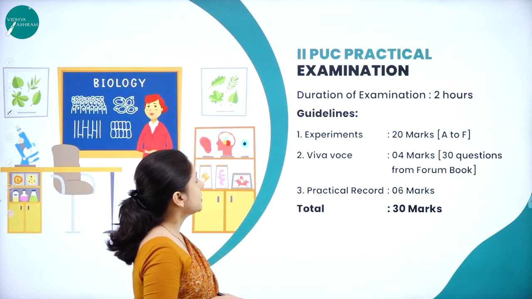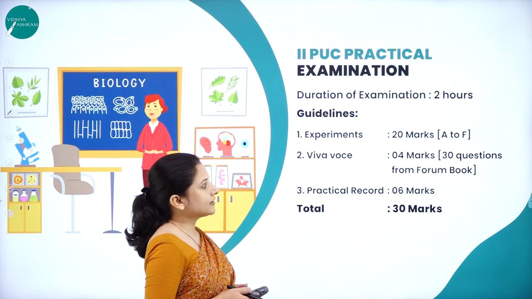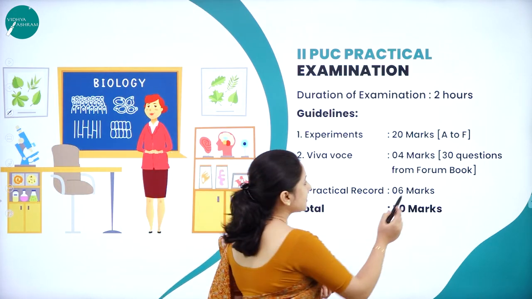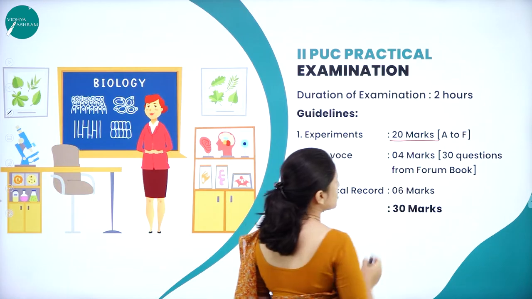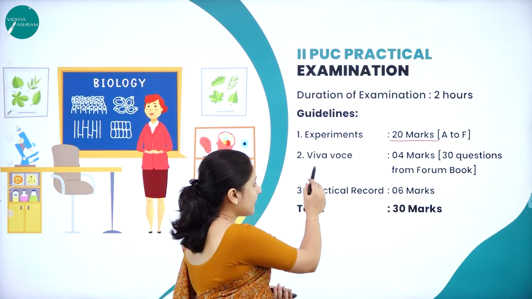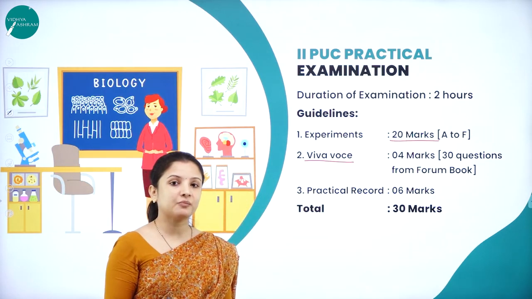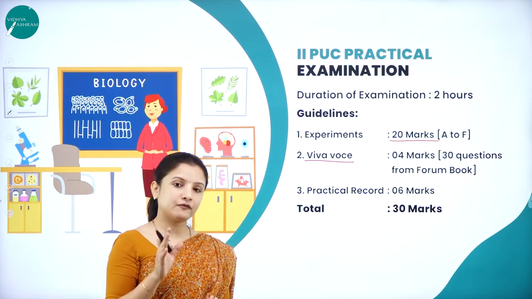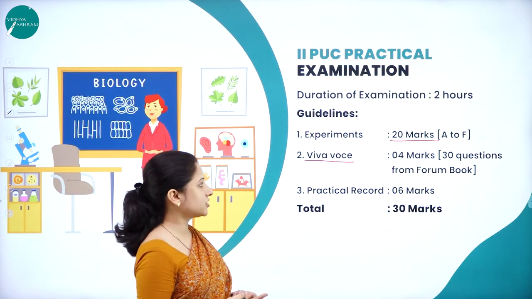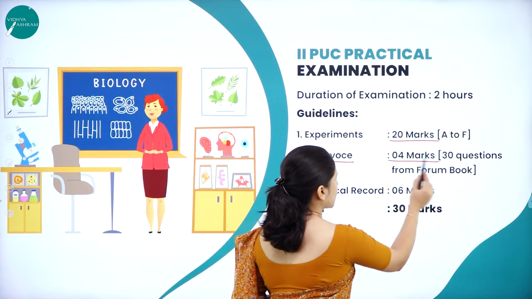Next, moving to the practical examination question paper. As I told you, the experiments will be divided as A to F, which will carry a total of 20 marks. And then you have Viva, wherein questions will be asked. 30 questions will be provided by the biology forum itself. From those 30 questions, 4 questions will be asked. Those 4, if you answer very well, you will get 4 marks for that.